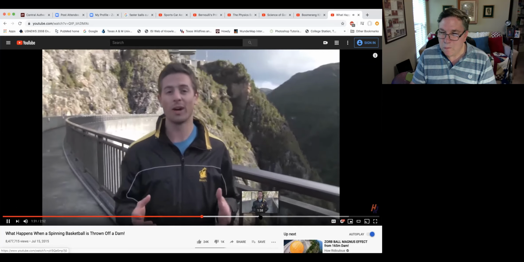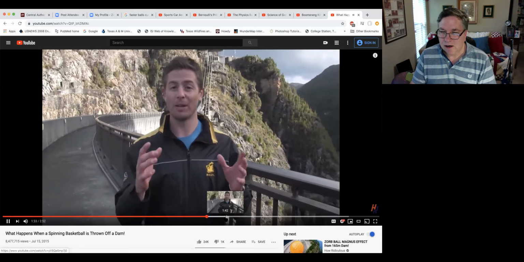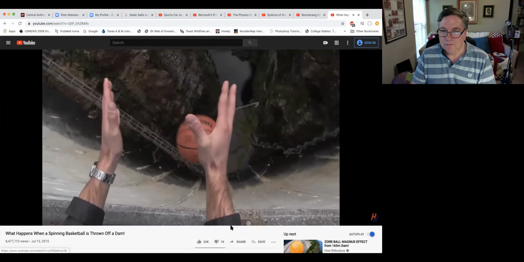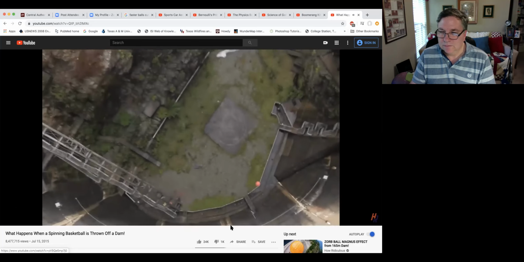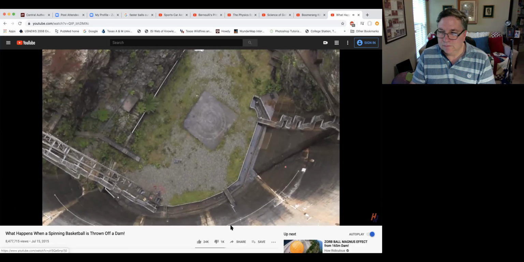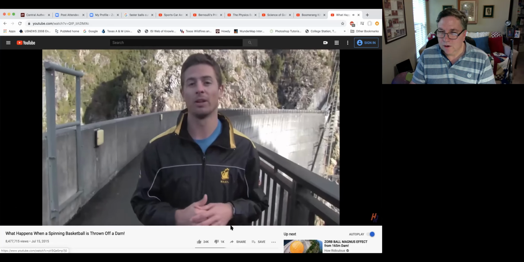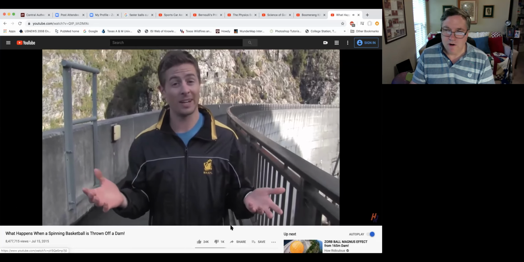So the first one that we had no spin on, it dropped straight down with some lateral movement, quite a lot of lateral movement, as you would have seen. But it didn't actually go forward at all. So it fell directly below where it was dropped, which is what you would expect.